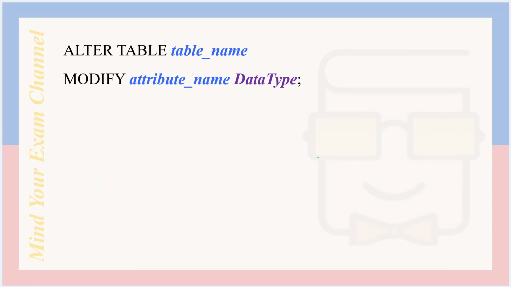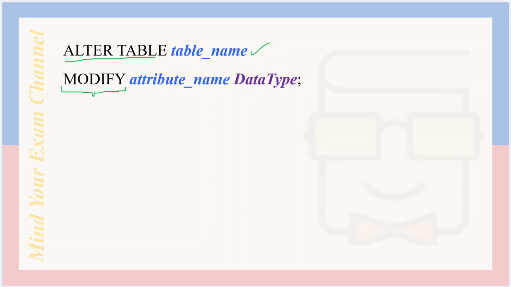The SQL command for modifying the data type of an existing attribute is, firstly, you have to use the alter keyword. Alter table, these are the two words that you have to write down for sure. Then you specify the name of the table whose attribute's data type you want to change. Then after writing this, you specify the modify keyword.